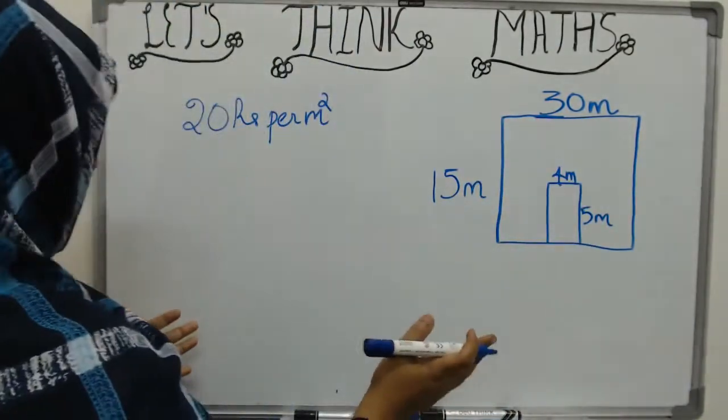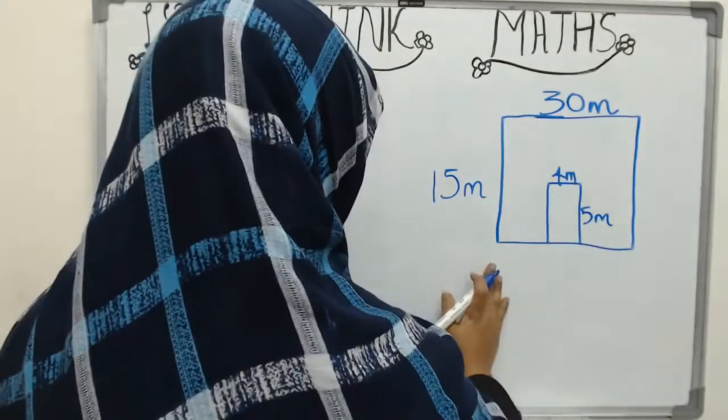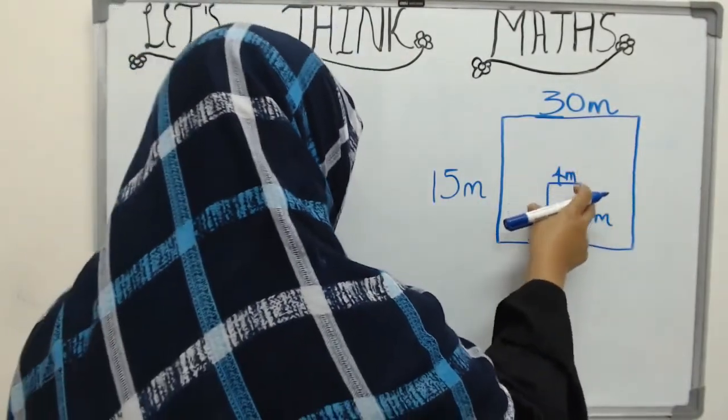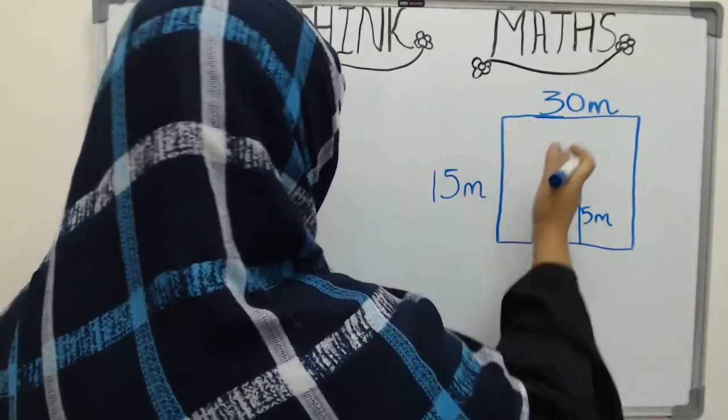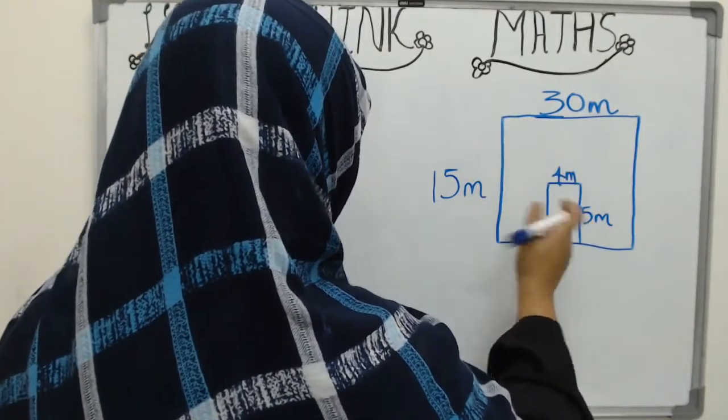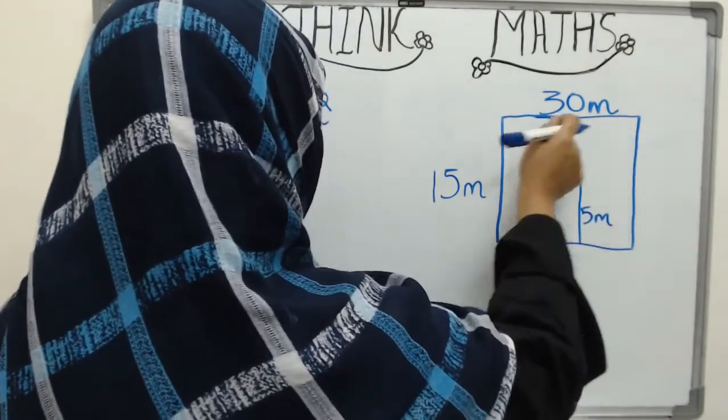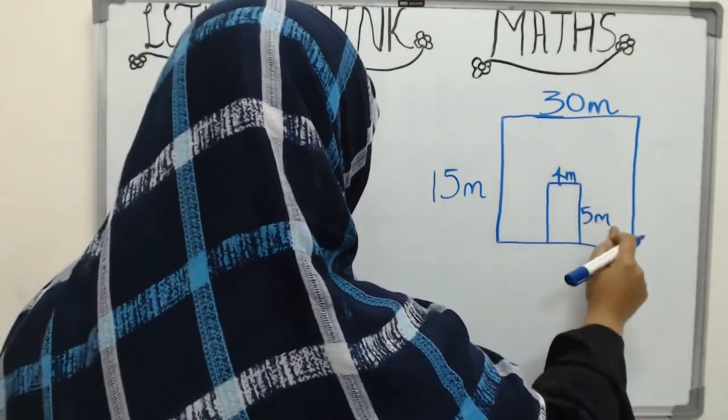So what do we have here? We have a wall. In that wall there is a door and we want to whitewash it. But of course we are not going to whitewash the door, right? We are just going to leave it. And the rest of the space we are going to whitewash.